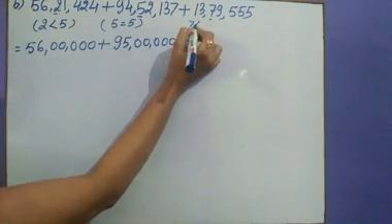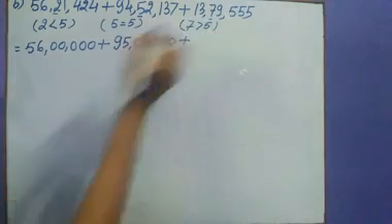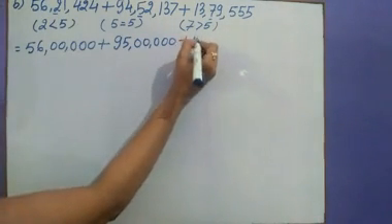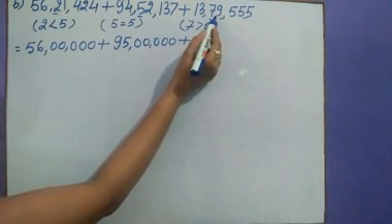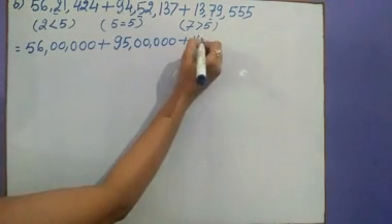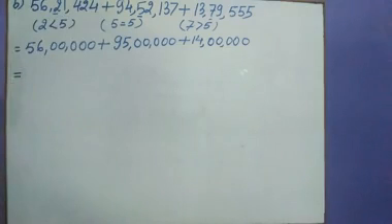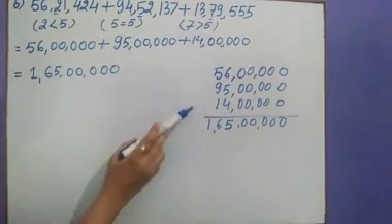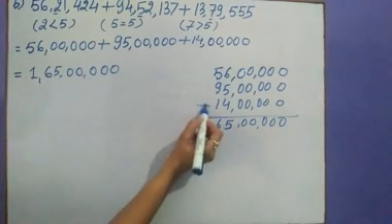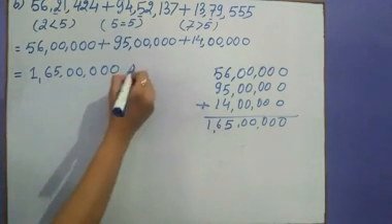The digit at 10,000 place is 7, and 7 is more than 5. So 13 lakh 79,555 will be rounded up to 14 lakh. Okay. Now we will add all these numbers. After addition, we will get 1,65 lakh, and it is our answer.